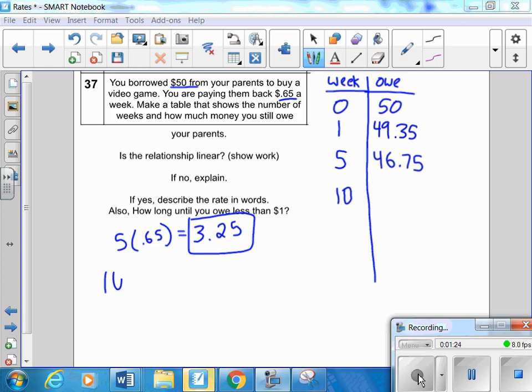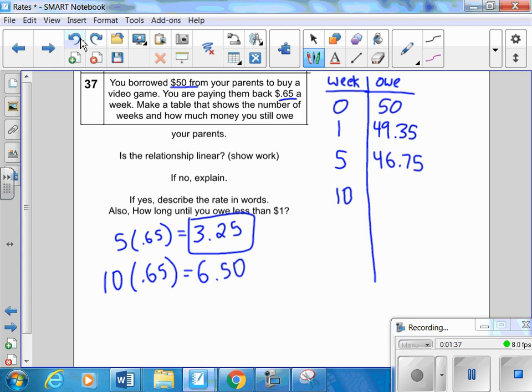All right, let's say after 10 weeks. So 10 weeks, multiply it by 65 cents. You will pay them back $6.50. Subtract $6.50 from $50, and that's going to give you $43.50. All right, so that's good enough right there. Let's determine if this would be a linear relationship.